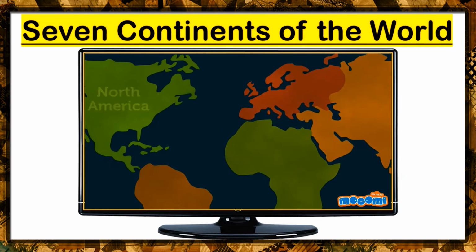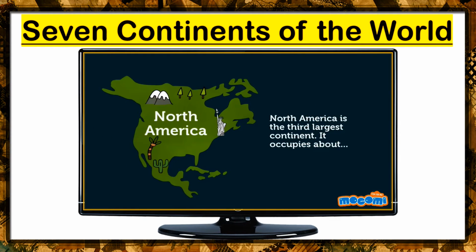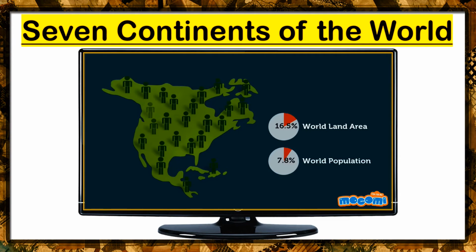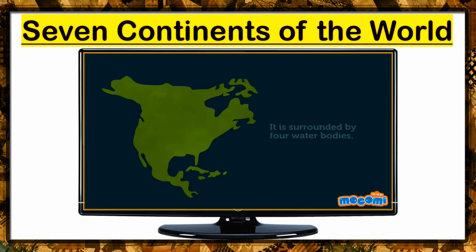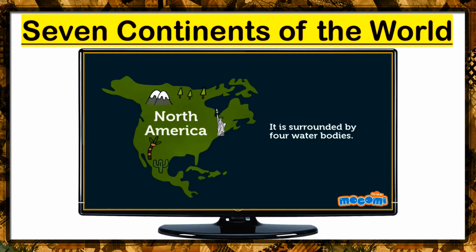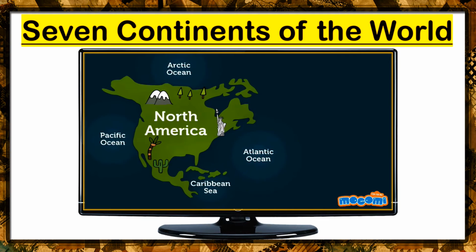North America is the third largest continent. It occupies 16.5% of the world's landmass and homes 7.8% of the world's population. It is surrounded by four water bodies: the Arctic Ocean, the Atlantic Ocean, the Pacific Ocean, and the Caribbean Sea.